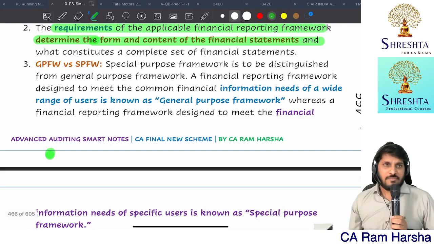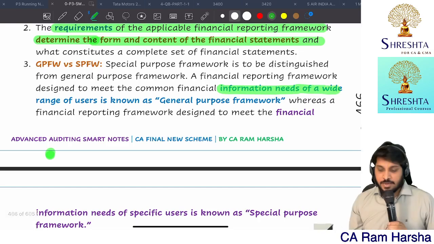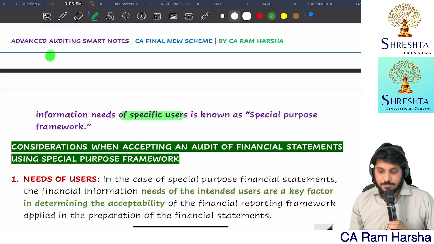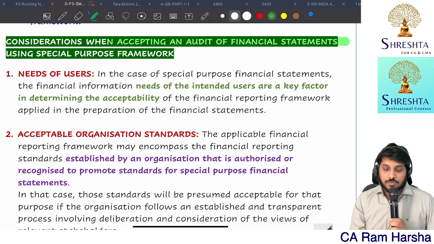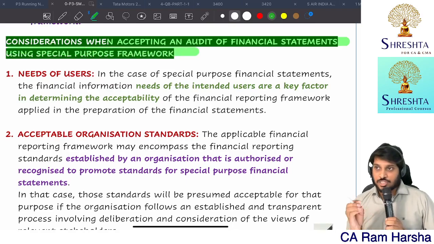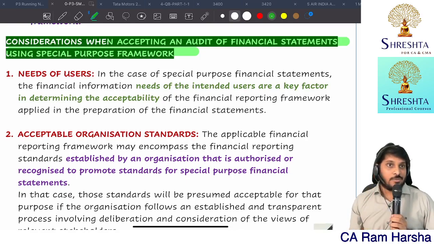How is special purpose framework different from general purpose? General purpose framework considers information needs of a wide range of users. Getting it? Whereas here it is specific users. Now, when you're accepting an audit of special purpose financials, if at all financials are prepared using special purpose framework, when you're accepting an audit, check the following points.